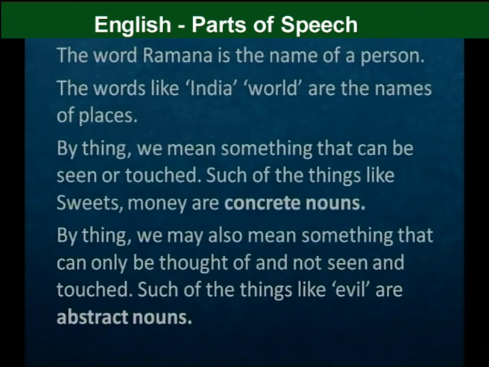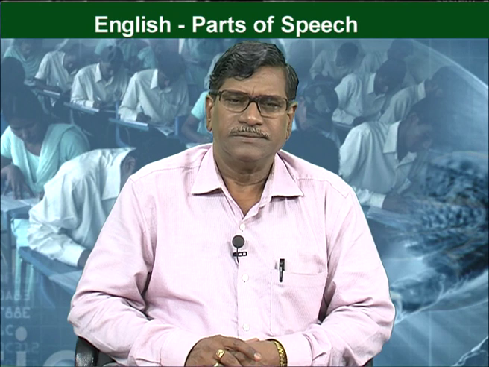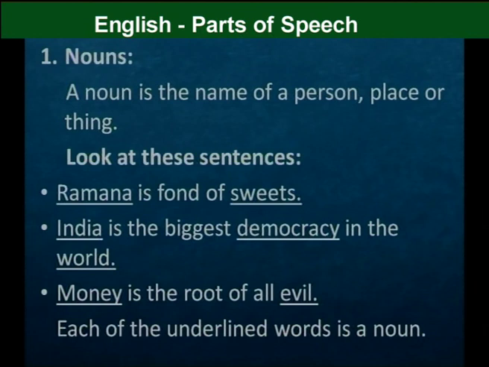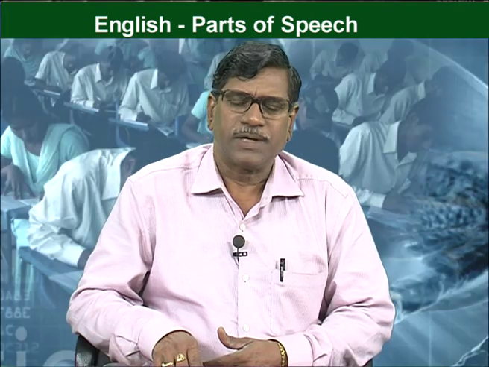They are called concrete nouns. By thing, we may also mean something that can only be thought of. We can't touch or see such things, like evil in the last sentence. This evil we can understand, but we can't touch it. So, things like that are called abstract nouns.